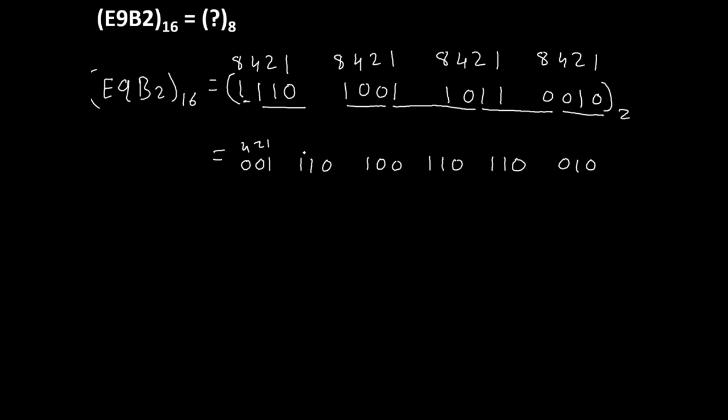Now using the 4-2-1 rule, we can write the value of every group. Let's write the value of each group. This group is 1, this group is 4 plus 2, which is 6, this group is 4, this group is 6, this group is 6, and this group is 2. So our final answer is 164662 base 8. So here we successfully converted the given hexadecimal number into octal.